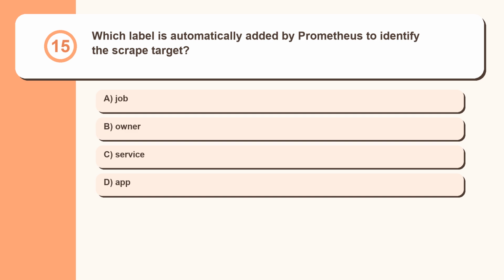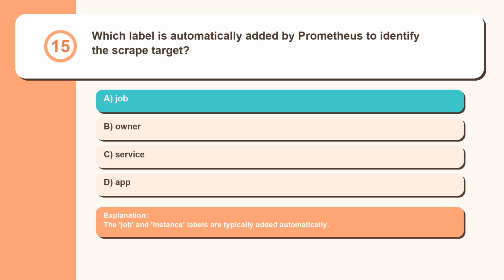Question 15. Which label is automatically added by Prometheus to identify the scrape target? Job, owner, service, app. The job and instance labels are typically added automatically.